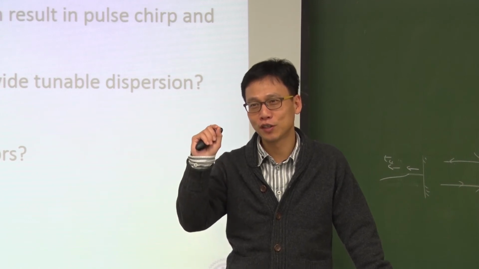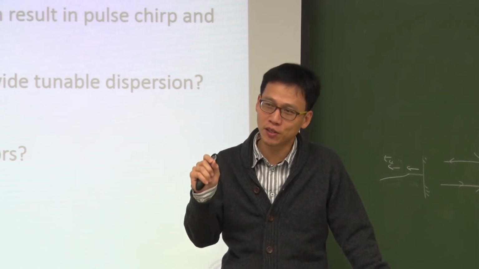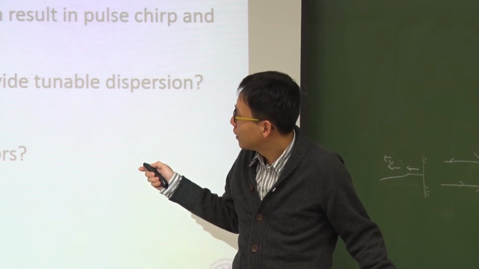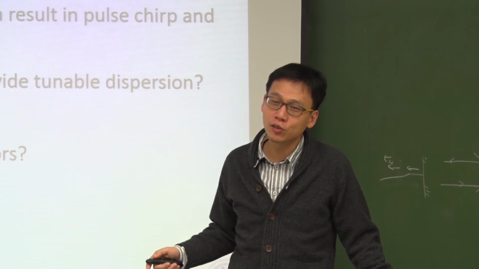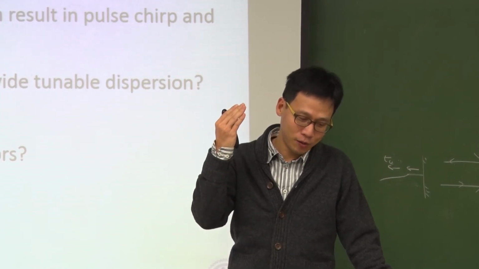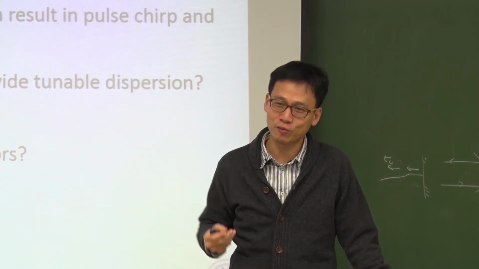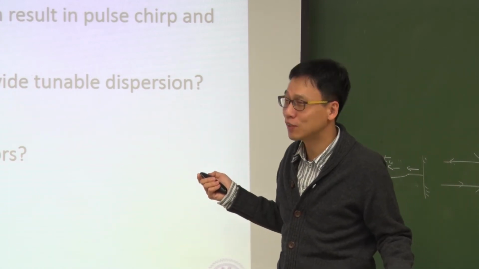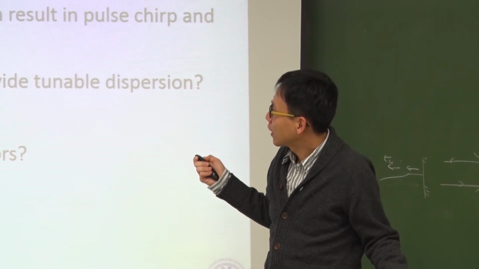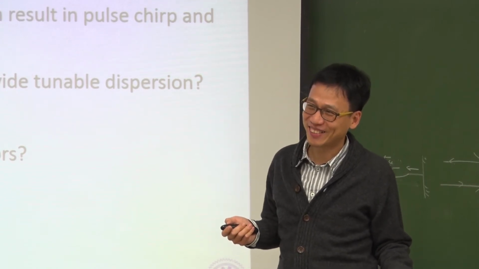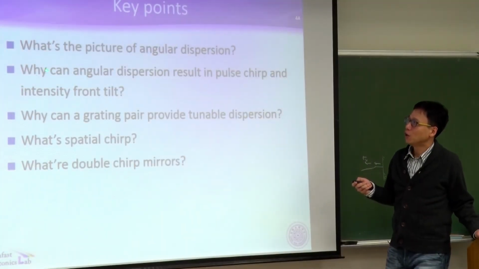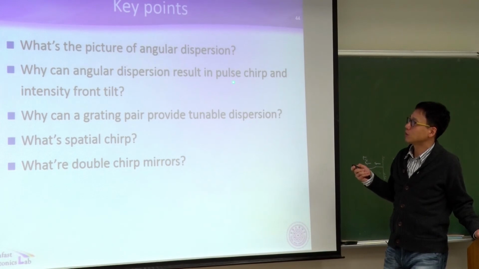Whenever you heard of dispersion, that means frequency dependent or wavelength dependent. You see another word, angular, so that means frequency dependent direction of propagation. That's it. 你要试着会看着它的名字就把它的意义翻译出来啊，这样就很容易。Second question. Why can angular dispersion result in pulse chirp and intensity front tilt?